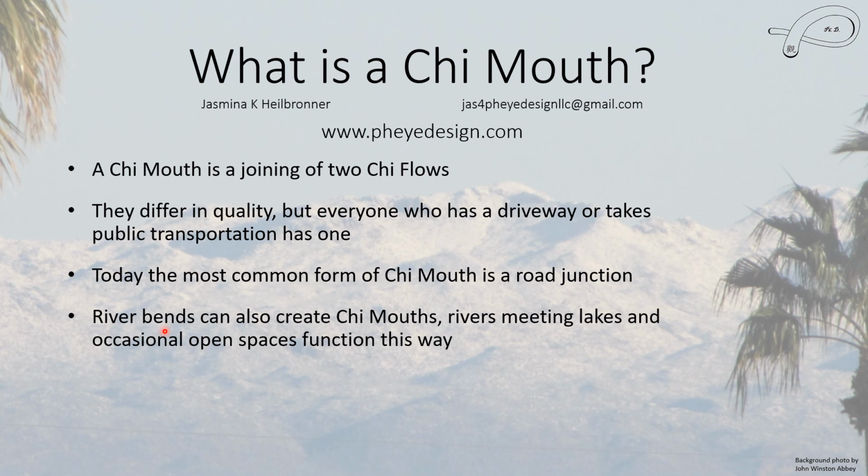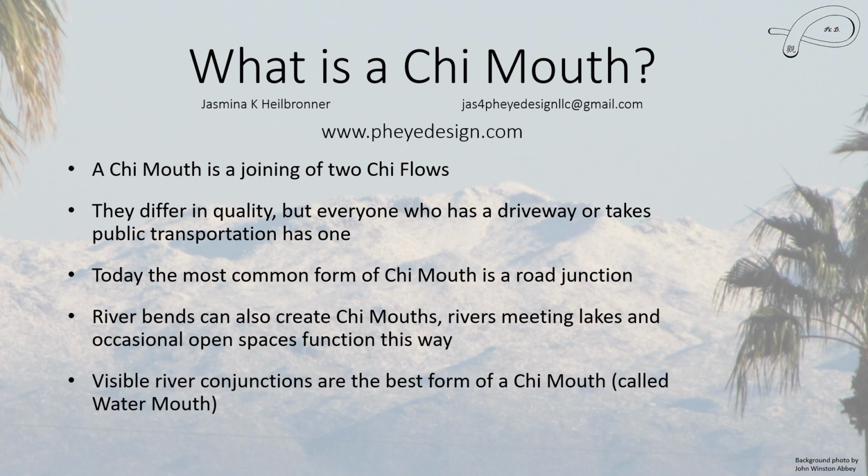River bends, if they're locked, can create chi mouths, or locked chi mouths really, and rivers meeting lakes can also create a locked chi mouth because the lake itself locks it. And occasionally open spaces can function this way if they have buildings or hills surrounding that open space. Visible river conjunctions are the best form of a chi mouth. It's also called a water mouth. But if you have that and you can tap into it, you're in a very good situation.